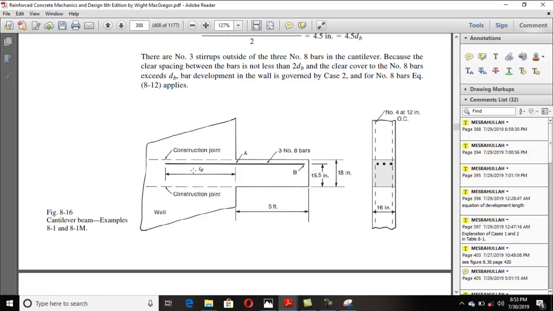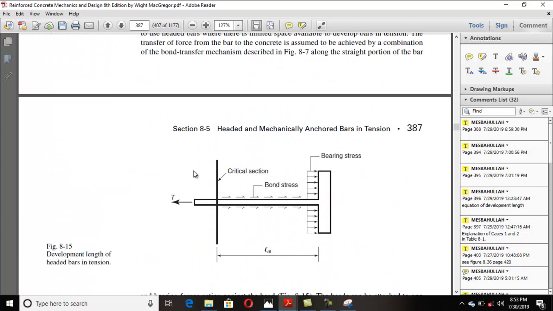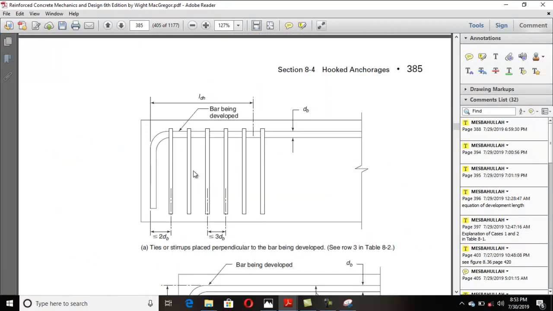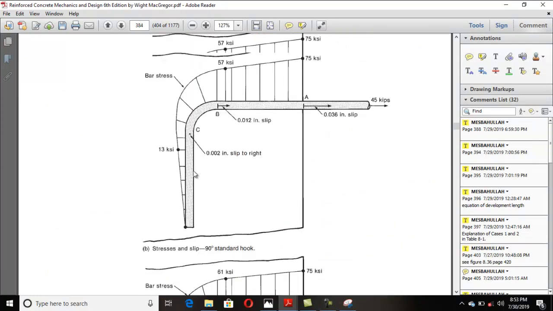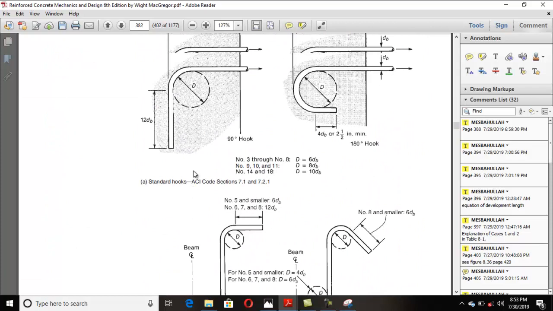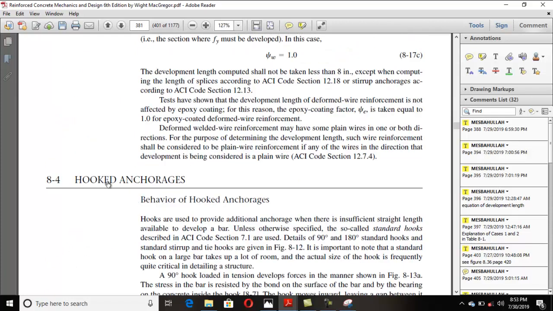So in the next lecture, inshallah, lecture 5, we will explain what hooks are, what the different types of hooks are, and what the criteria for hooks are. We will explain this topic completely, and you will see how hooks are designed and what the standard hooks are.